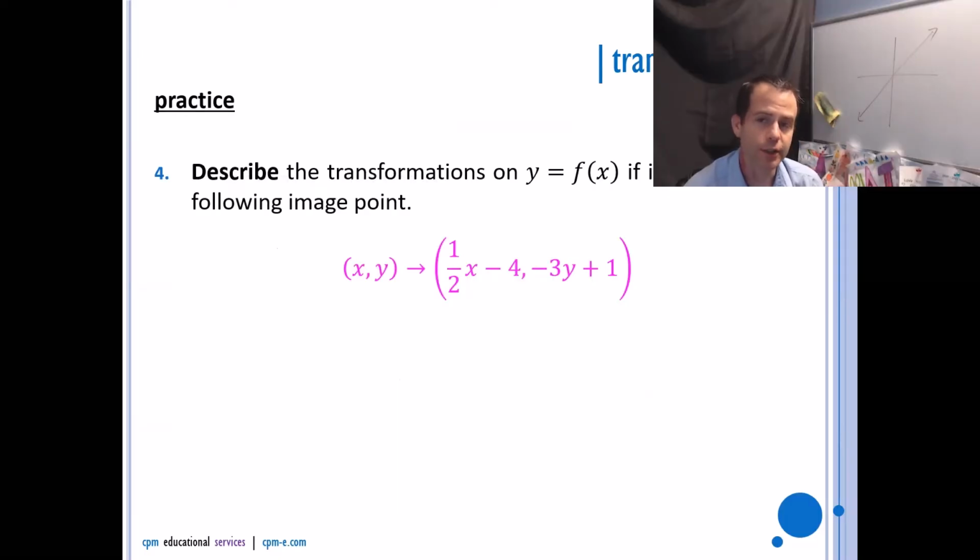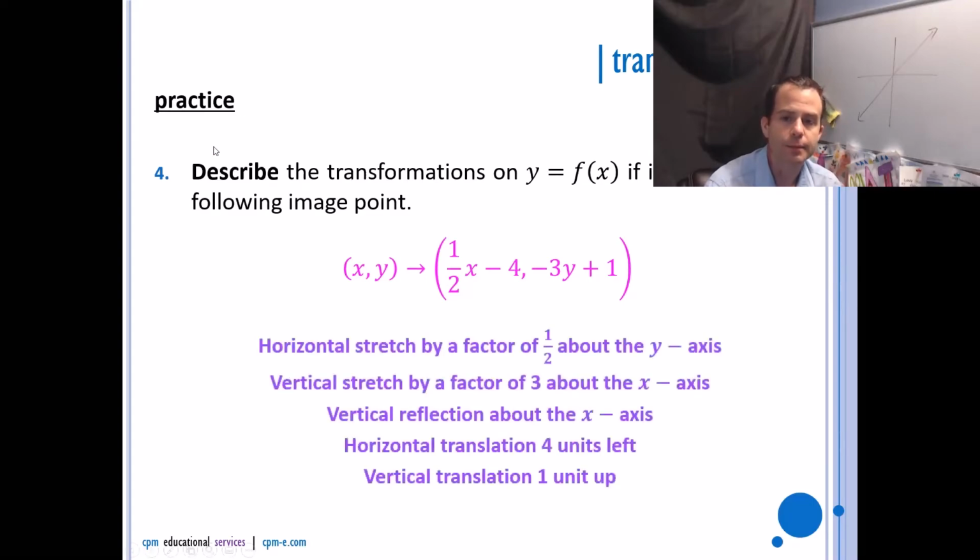Describe the transformations on y equals f of x if it produces the following image point. So (x, y) maps to (1/2 x minus 4, negative 3y plus 1). Pause me and write that down yourself. You should be writing 5 statements. And your statements are: a horizontal stretch by a factor of a half about the y-axis, a vertical stretch by a factor of 3 about the x-axis, a vertical reflection about the x-axis, and a horizontal translation 4 units left, vertical translation 1 unit up.